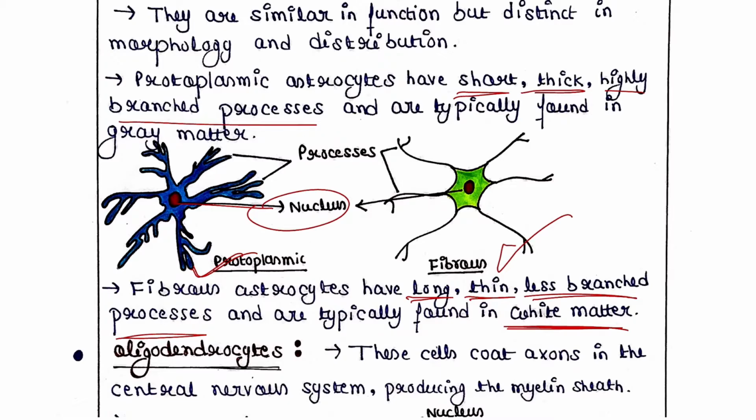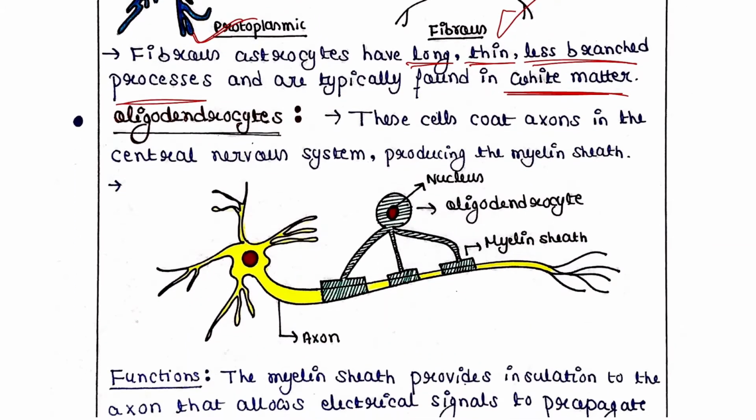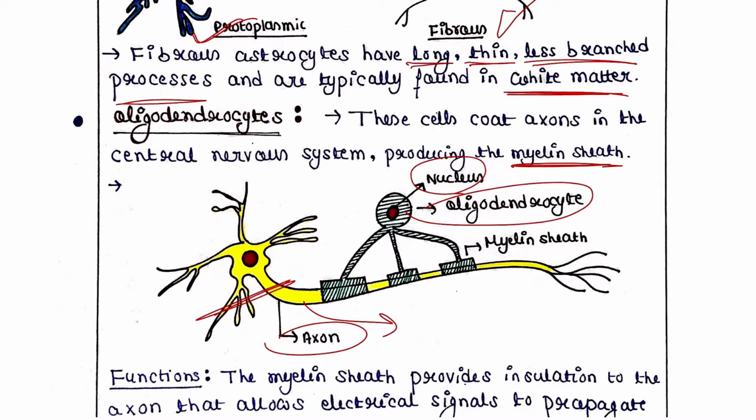Now the second type of neuroglia is oligodendrocytes. These cells coat axons in the central nervous system and produce the myelin sheath. Oligodendrocytes are the glial cells that produce the myelin sheath around the neuron. Here you can see in this picture the neuron and its axon, and this is the oligodendrocyte. It contains a nucleus and processes, and those processes make the myelin sheath around the axon of the neuron. This is oligodendrocytes, very important.